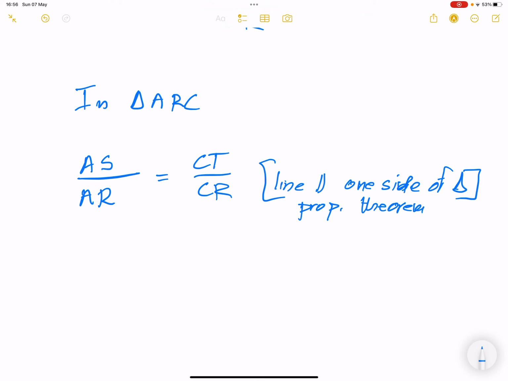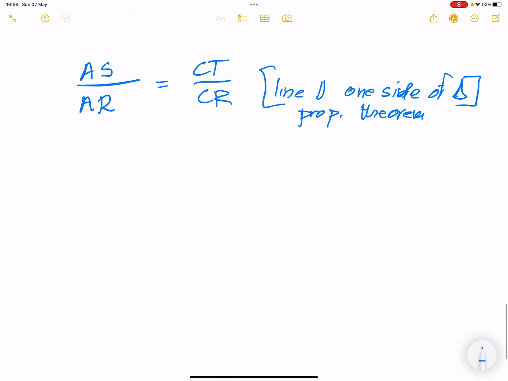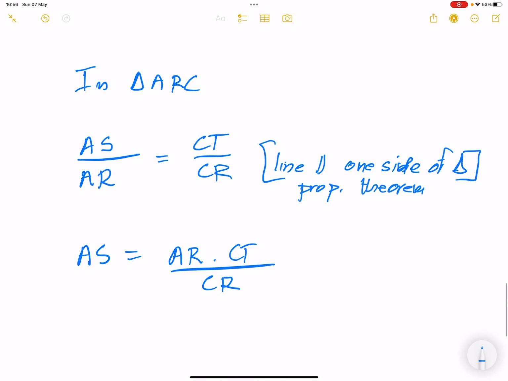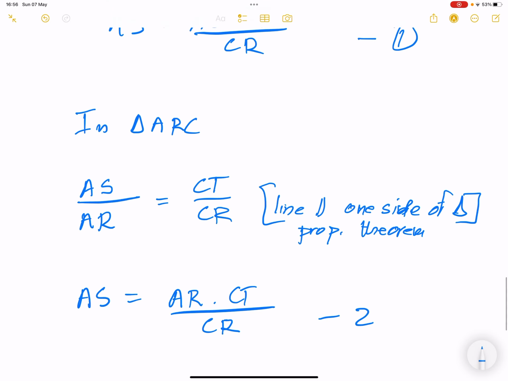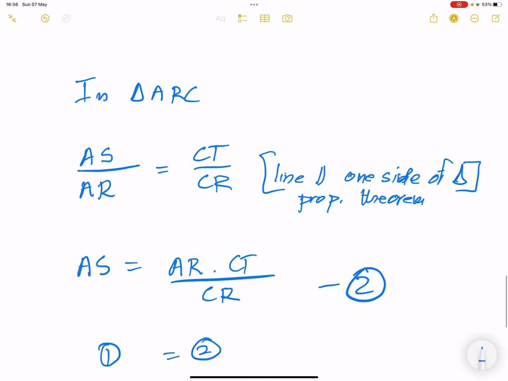Now, ladies and gents, I am going to isolate. Remember, what did I make subject of the formula here? AS. I'm going to do the same here. So that means that AS would be equal to AR times CT over CR. Now because I've got two equations that represent AS, let me call this equation 2. So what does that mean? Equation 1 is equal to equation 2.